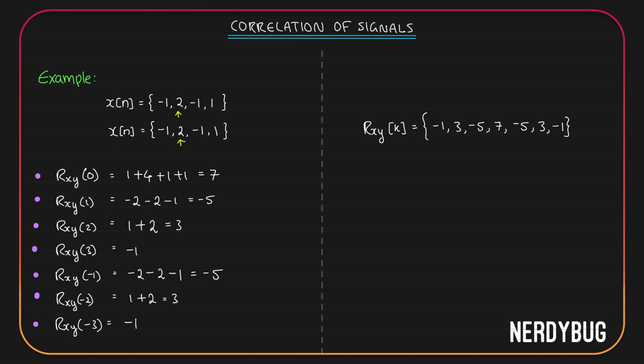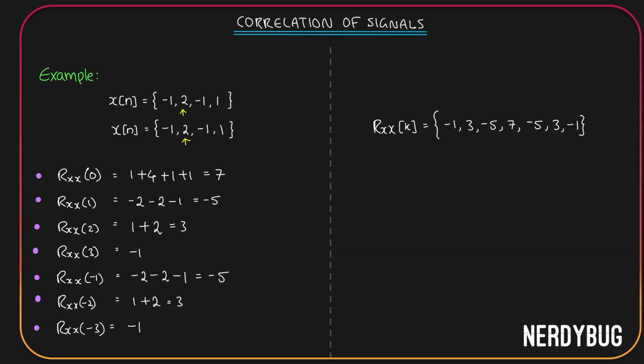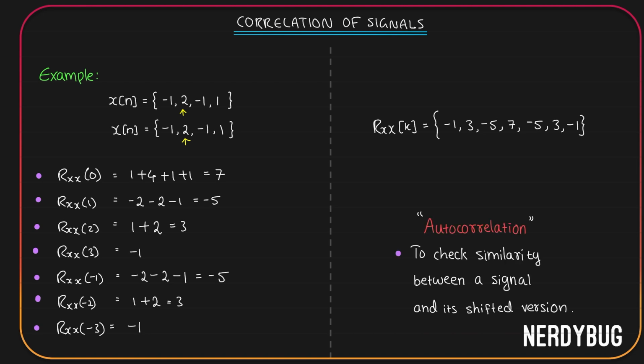So we found the correlation between x[n] and x[n]. So instead of writing Rxy[k], we can just write Rxx[k]. Let's change all of these y's into x's. And this is what we call autocorrelation. Autocorrelation is used to check the similarity between a signal and its own shifted version.